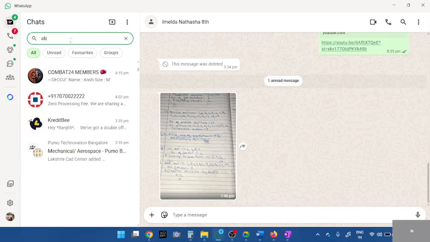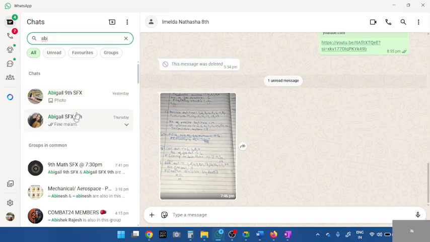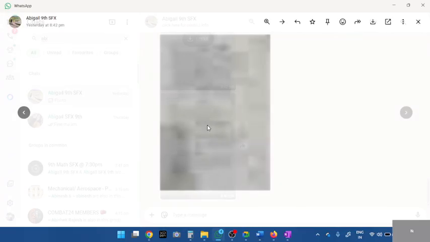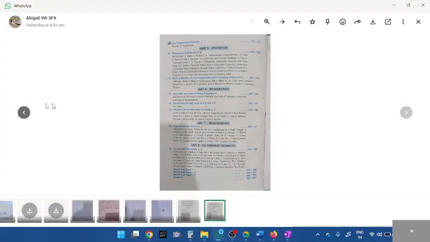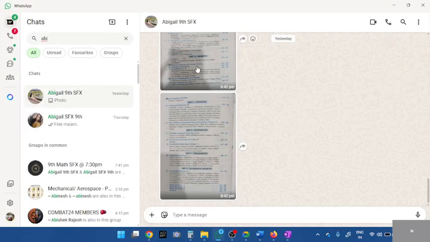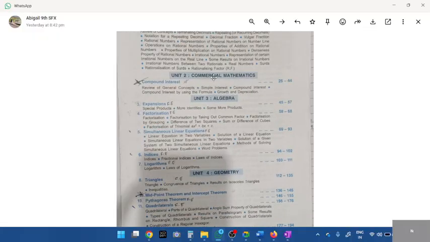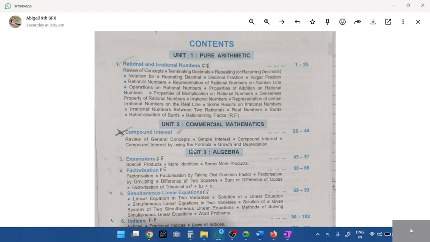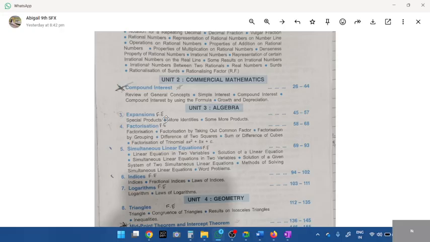Abigail, you sent me the portions, right? All of you will have the portions with you for the exam? Look here. Compound interest is not there. Rational and irrational, expansion. Do you all remember expansion, students? Factorization.